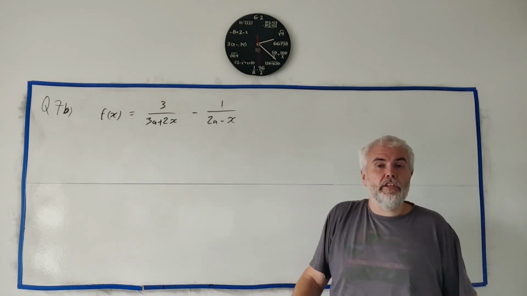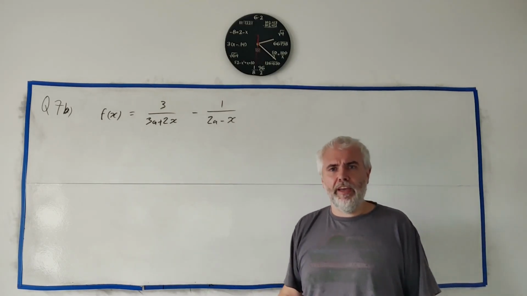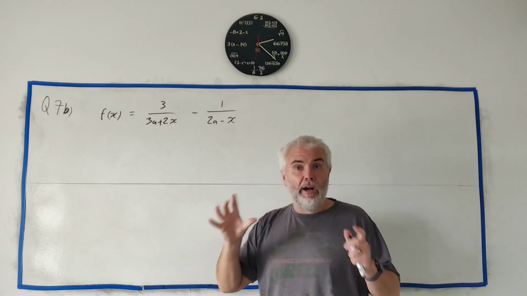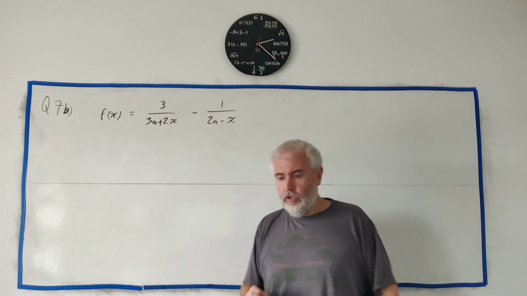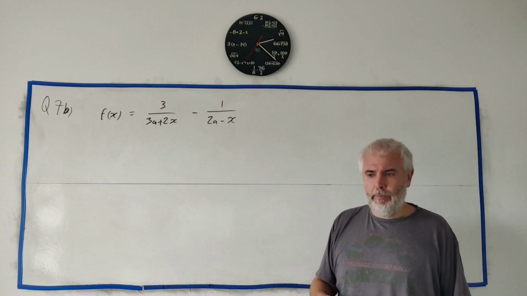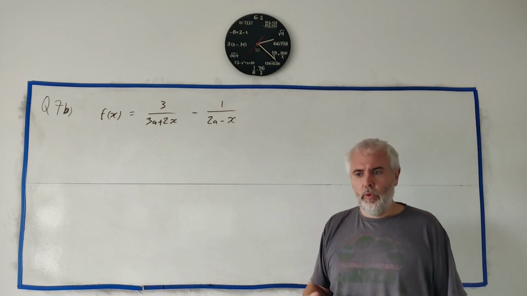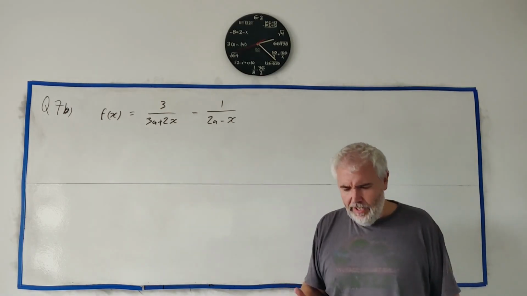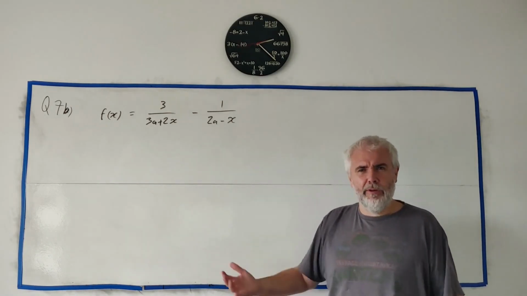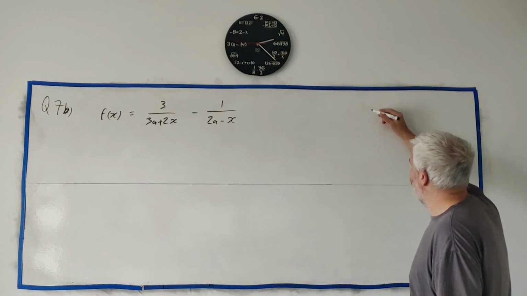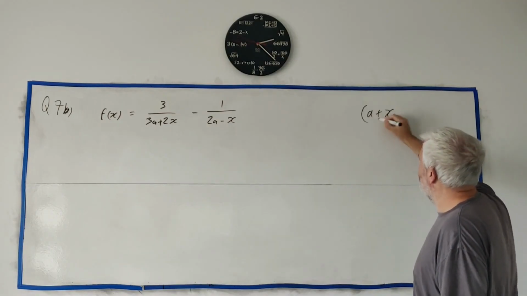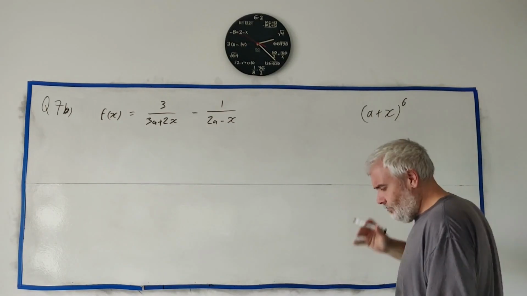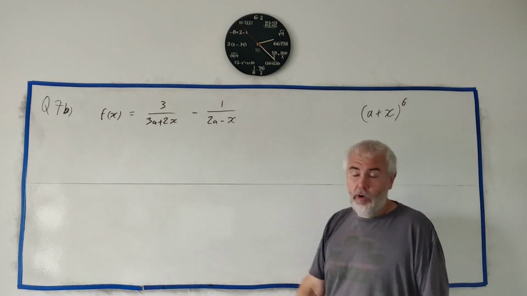Okay, what on earth do you do in part B? Ascending powers of x should be sparking something in your brain. There's usually a question in the exams about ascending powers. We end up using the binomial expansion. And that's what we're going to use here, but it doesn't look that obvious. The binomial expansion is something like (a + x) to the power of 6, and that's not what we have here.